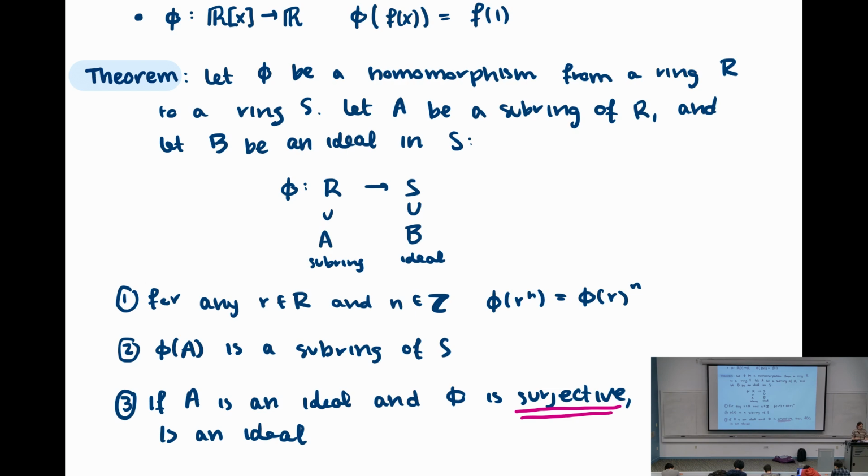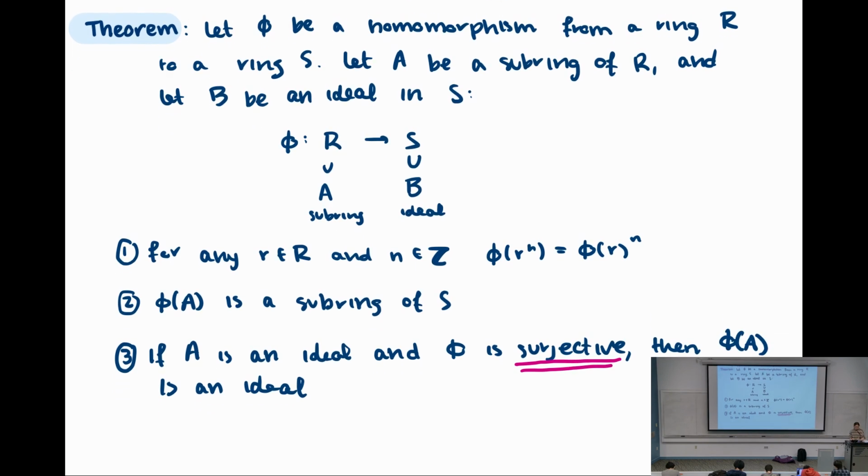A fourth one, phi inverse of B. So this is the set of all r's that map to B. So the r's in R such that phi of r is an element of B. This is an ideal in R.